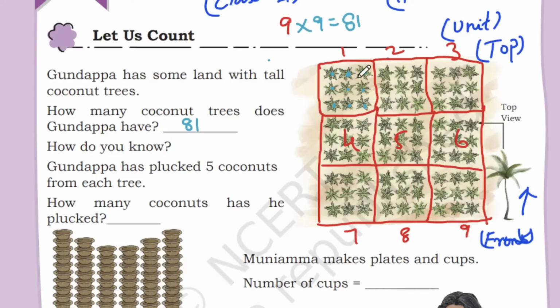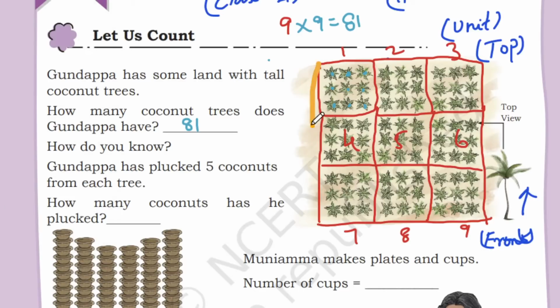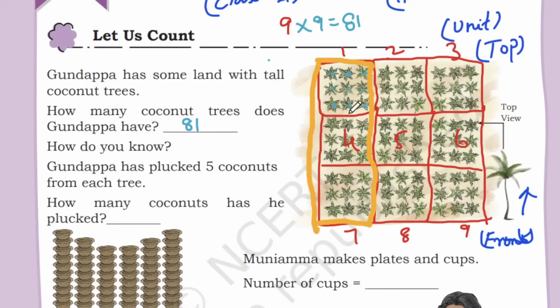Likewise, you can count easily, students. When you count individually it will be very difficult. When you make groups of trees and count, it will be very easy. If in the exam they give only this part of the coconut trees, how many groups do we have? We have 1, 2, 3, so 3 groups, and in each group, how many trees are there? 1, 2, 3, 4, 5, 6, 7, 8, 9. So 9.